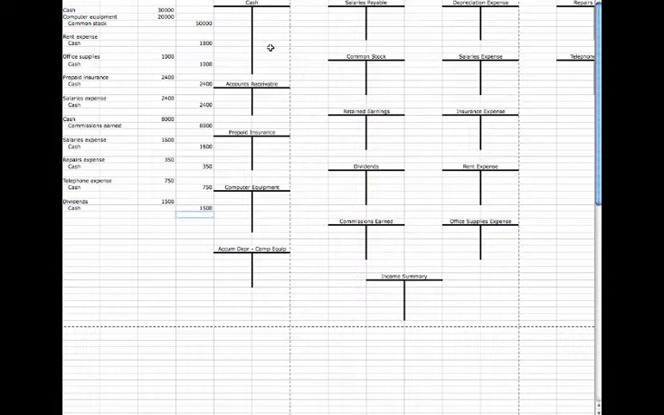For assets, the increased side is debits, the decreased side is credits. For liabilities, the increased side is a credit, the decreased side is a debit. For equity, it's the same way. The increased side is a credit, the decreased side is a debit.